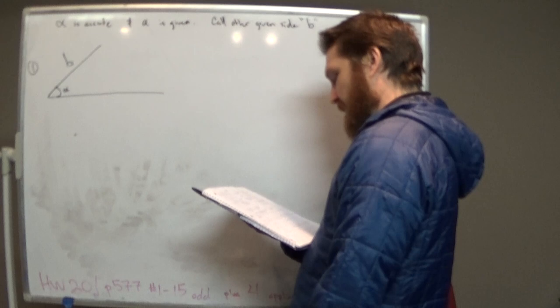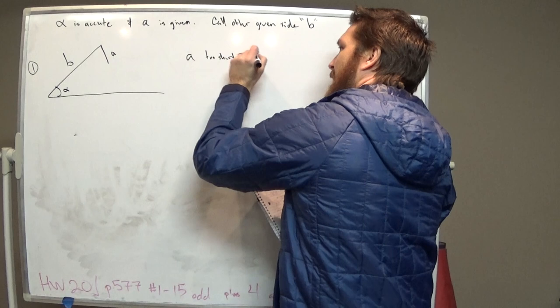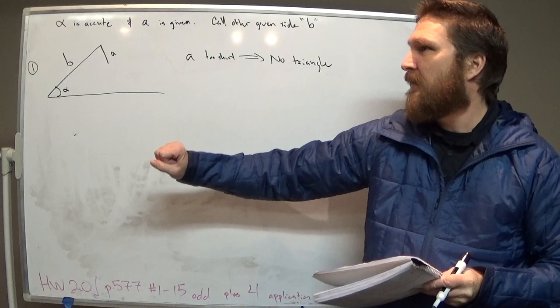A is too short, in which case there's no triangle. No triangle can be formed if B is significantly longer than A, given an alpha and an A.